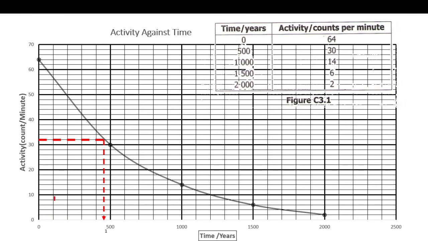Here we'll just approximate. These lines represent 0, 100, 200, 300, 400, 500, and this line seems to be in between. So the half-life here should be 450. So the half-life is 450 years.